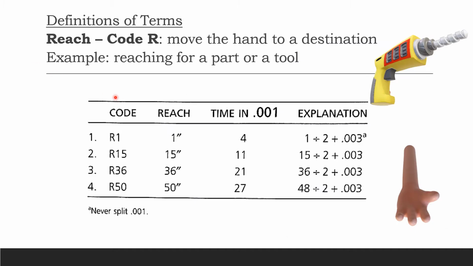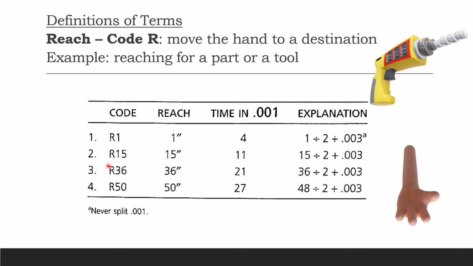Okay, so we're going to start with definitions of terms. The very first one is code R. R for reach. Okay, that's the first motion. So move the hand to a destination. Your example is reaching for a part or a tool.